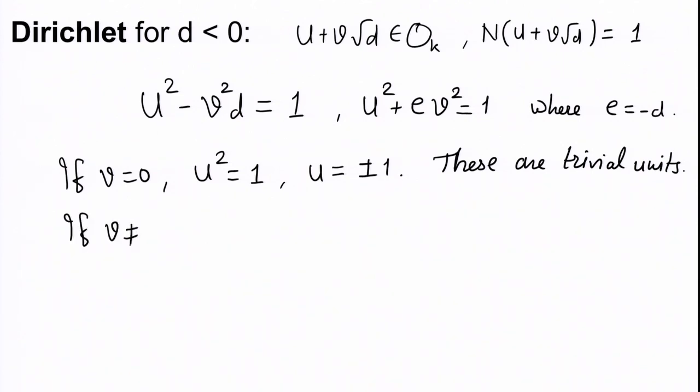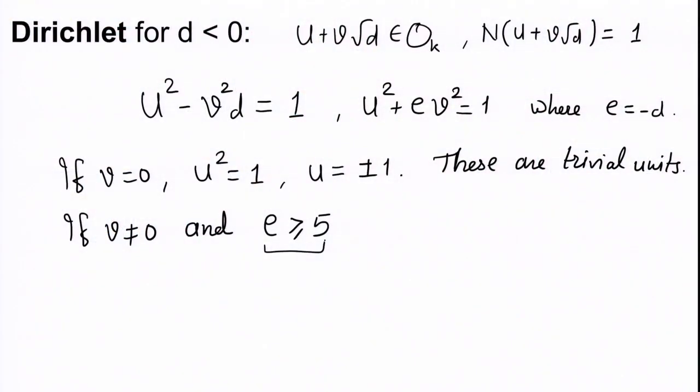If v is not 0, suppose that your e is bigger than or equal to 5. Remember, we are taking d and e to be integers. d is negative, so e is positive, and moreover e is square free. Therefore, this is the same case as e bigger than or equal to 4, but let us assume that e is bigger than or equal to 5. Then e v square is bigger than or equal to 5 because v is an integer.